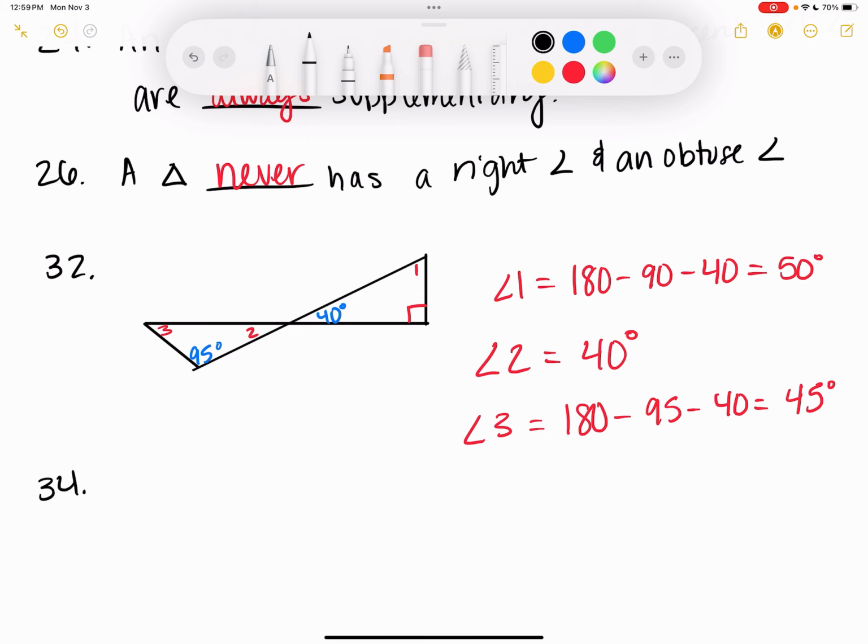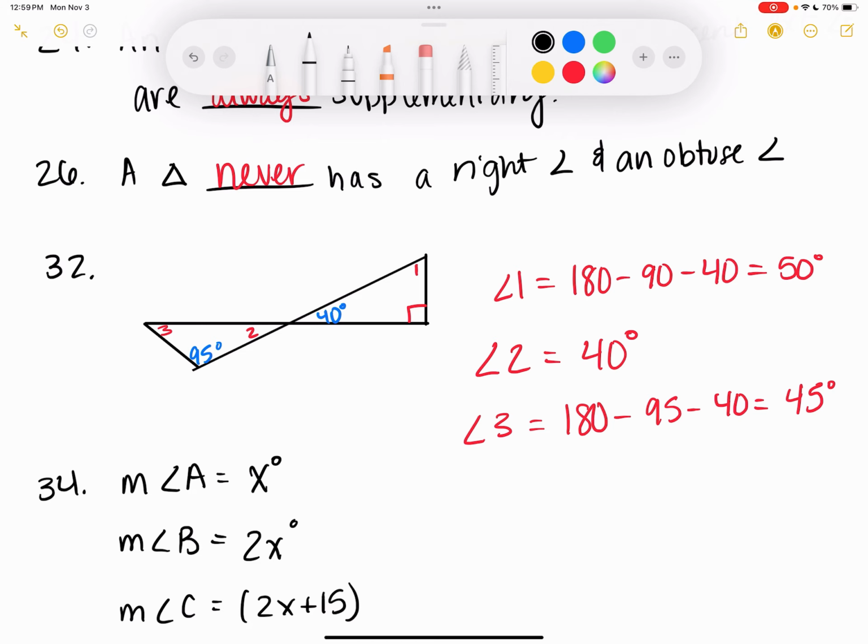34. All right, these ones say the variable expressions represent the angle measures of a triangle. Find the measures of each angle, then classify the triangle by its angle. So these ones, we have to solve for x first, but that's not your answer. We're finding the actual angle values, and then based on that, we're going to classify the type of triangle. The measure of angle A is x degrees. The measure of angle B is 2x degrees, and the measure of angle C is 2x plus 15 degrees.